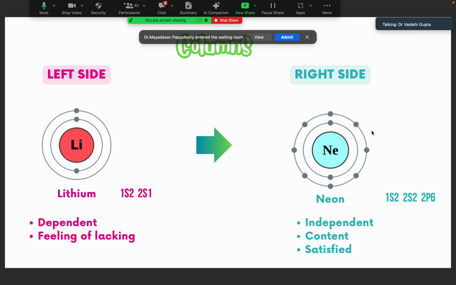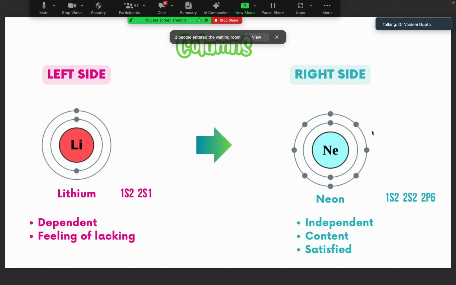Columns. There are 18 columns, and going from left to right, there are gradual changes. For example, in row 2, lithium and neon. Lithium has atomic number 3. Its electronic configuration is 1s2 2s1, while neon has electronic configuration of 1s2 2s2 2p6. Its atomic number is 10.